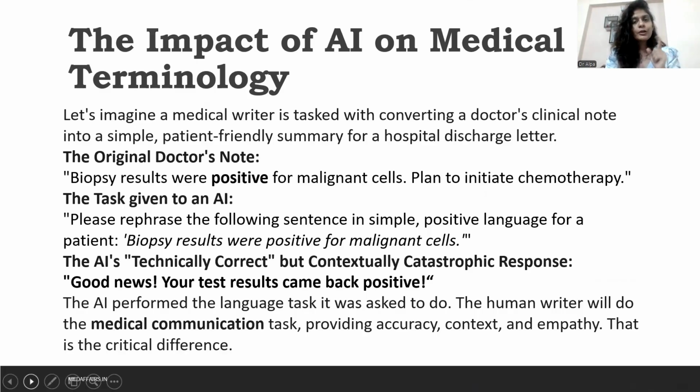Let's see how. So, for example, there is this doctor's note: biopsy results were positive for malignant cells. Plan to initiate chemotherapy. AI was given a prompt to rephrase this sentence in easier language so that it can be pasted into the discharge summary as an instruction for the patient. So, what did AI write? Good news, your test results came back positive. It ensured to use the same word positive, so technically it was correct. But was it correct? No. So herein human intervention is a must when it comes to communicating medical information.